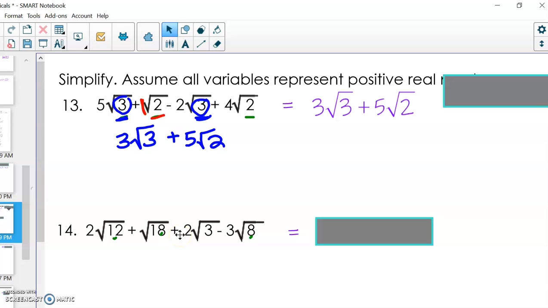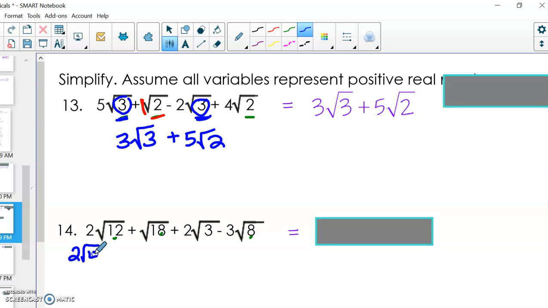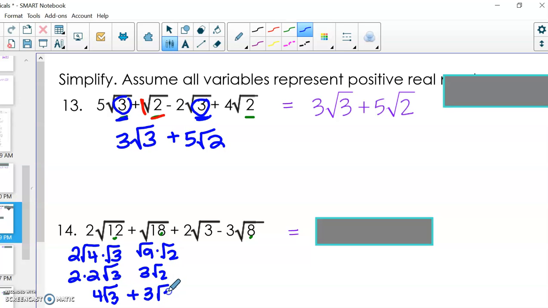All right, number 14, you did have to do some simplifying first. So square root of 12 is square root of 4 times square root of 3. The square root of 4 is 2. So this is really 4 root 3. All right, plus 18 is 9 times 2. So square root of 9 times square root of 2, that leaves me with 3 root 2. Plus 2 root 3 is simplified all the way.